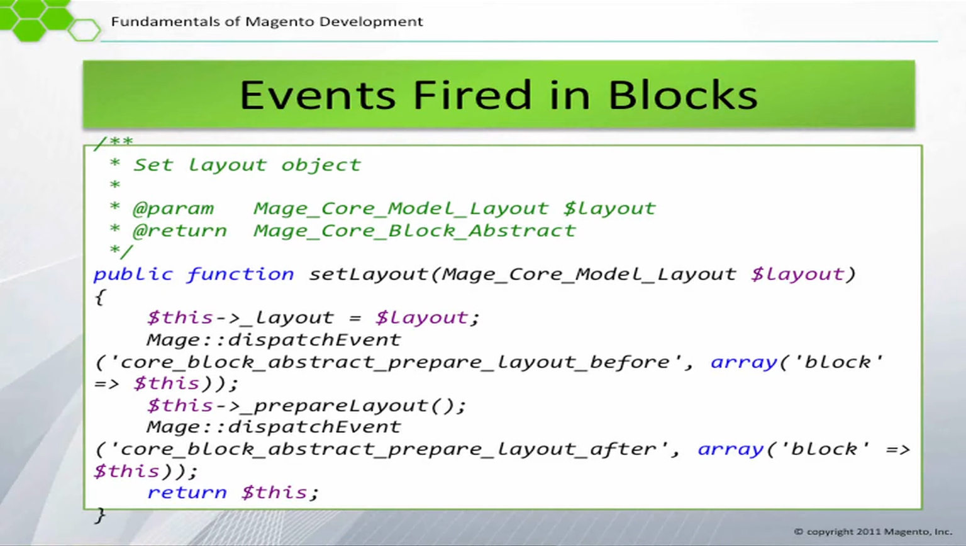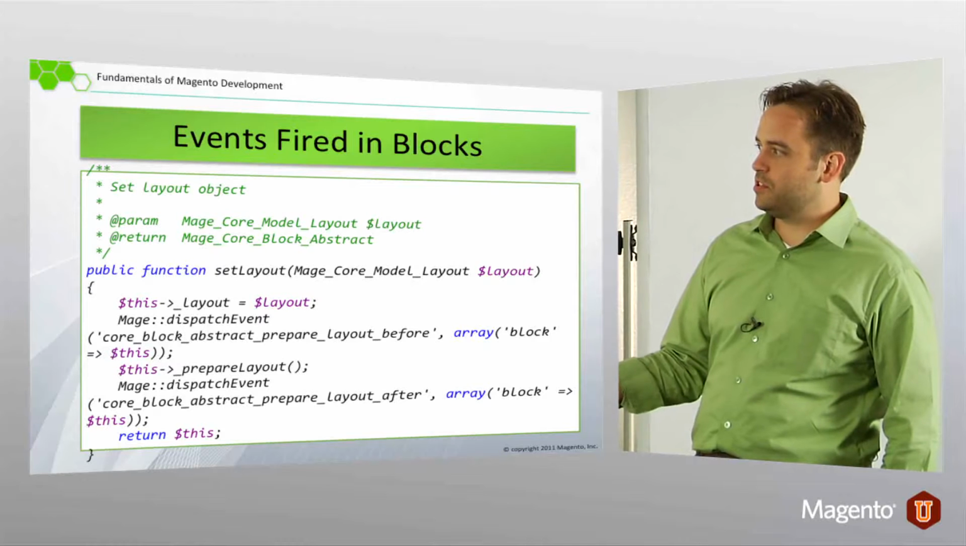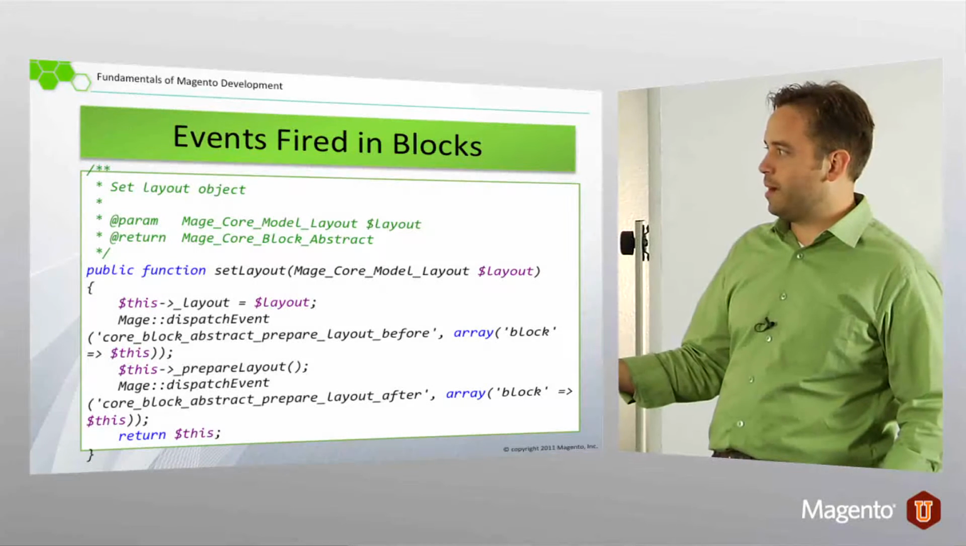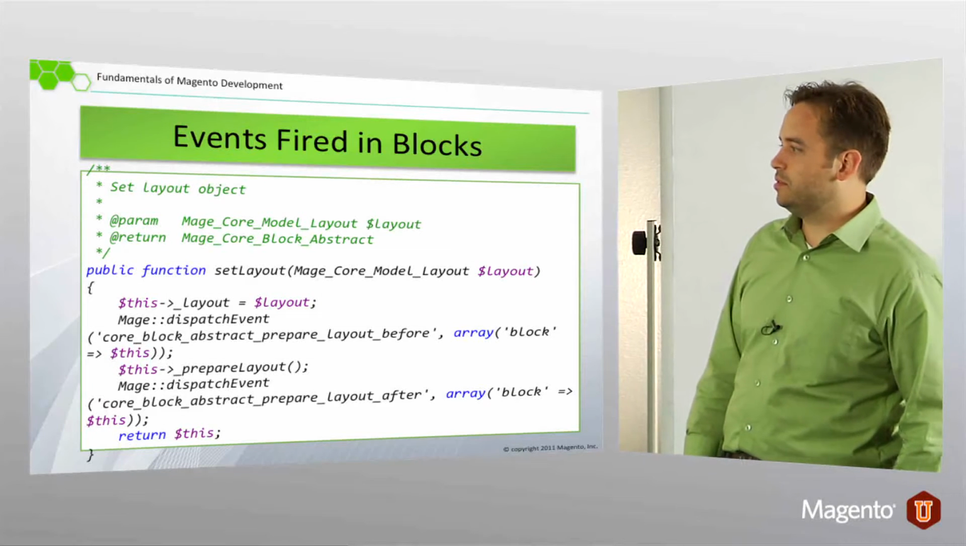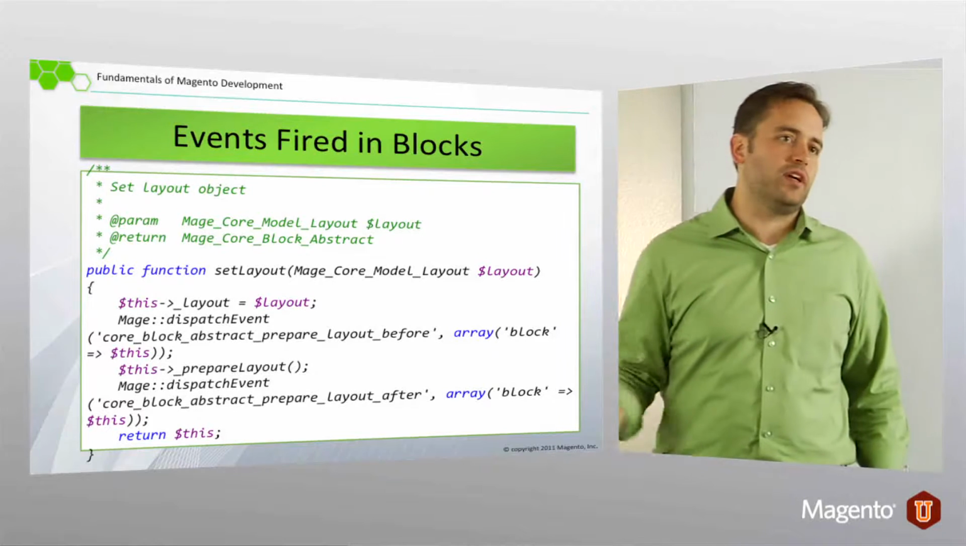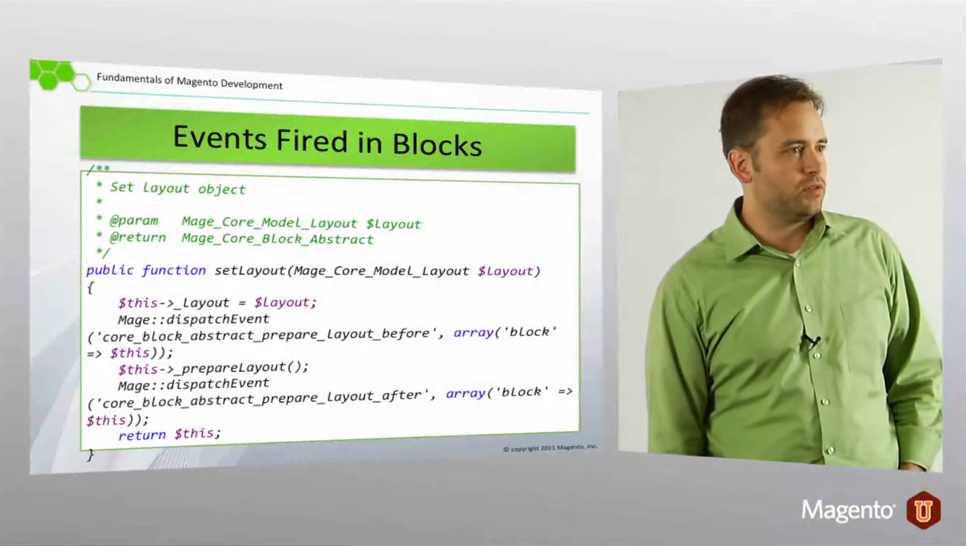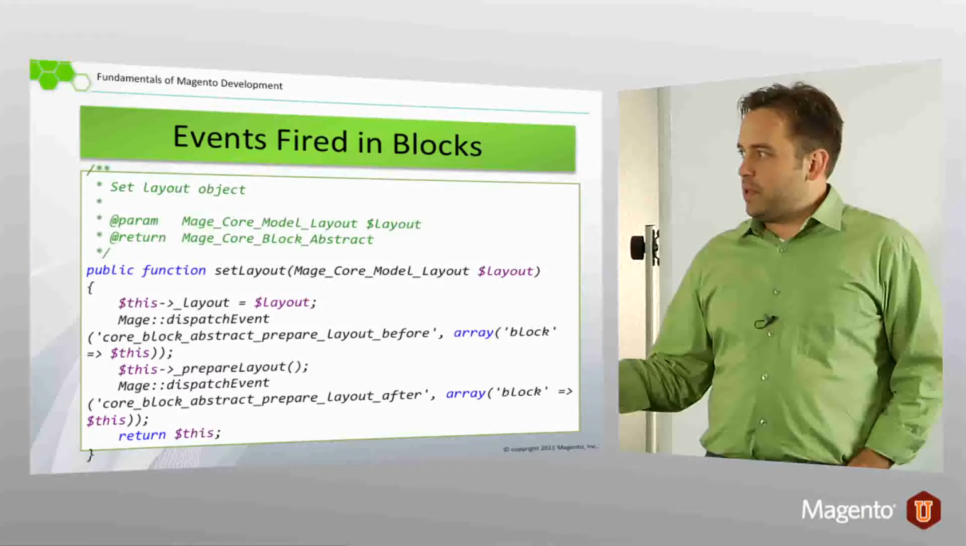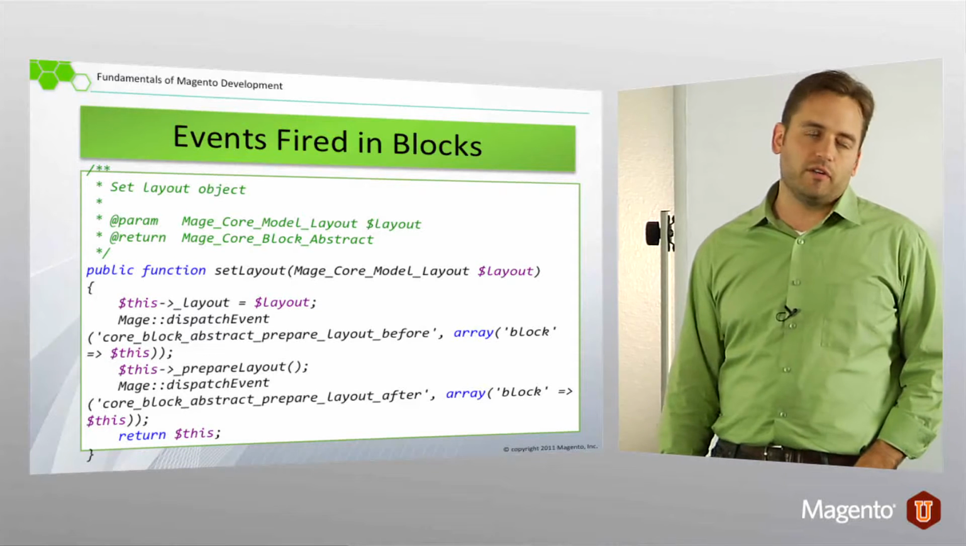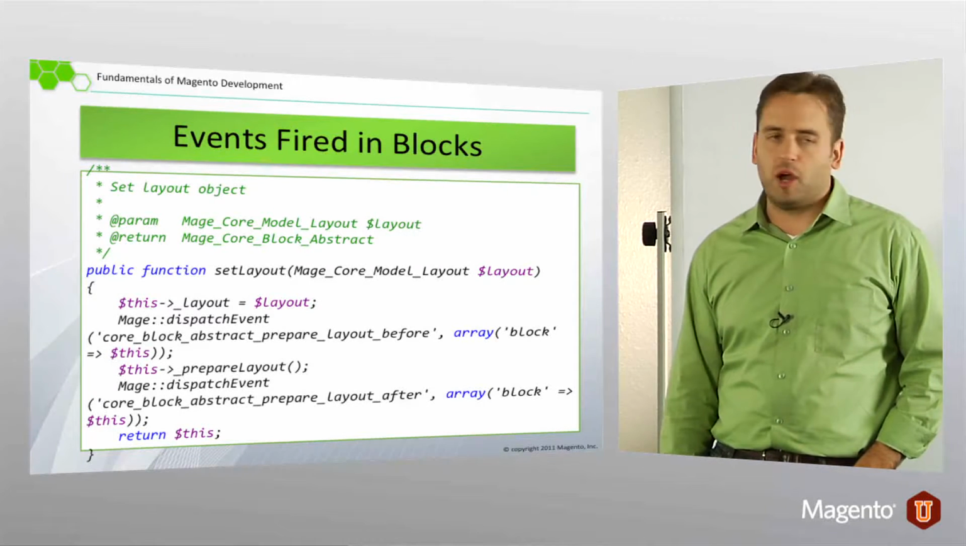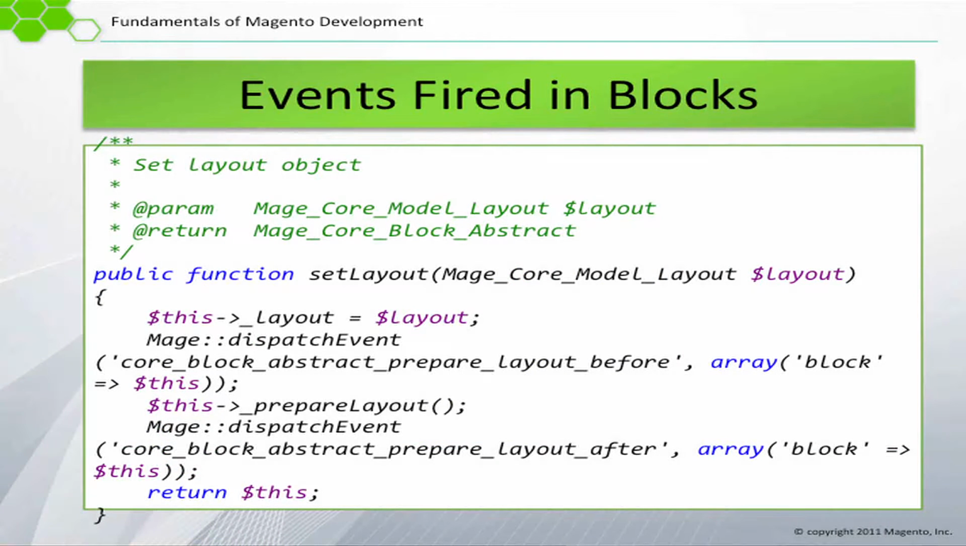So, all right. In the block, we set layout. Okay, what's going on in here? Well, quite simply, this is wrapped around the prepare layout method. We have a couple of events that are fired. This core block abstract prepare layout before. So again, you could use observers to do a very similar thing as we were doing with our controllers earlier, because what gets passed in is the actual block object. And there are other events around block rendering, and I believe we'll be looking at that as well. So just know that just like in other areas, models, controllers, there are gobs of events being dispatched.